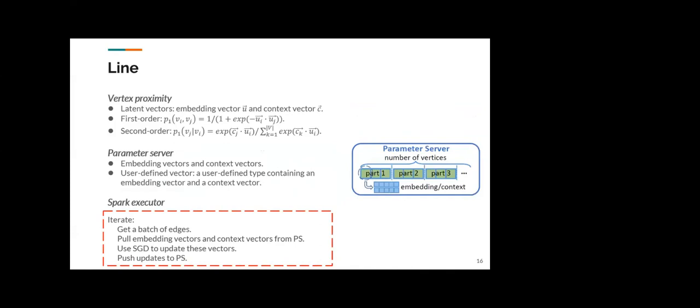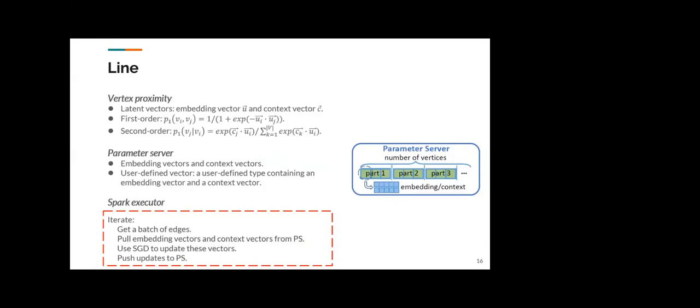LINE is a graph embedding algorithm that uses both first order proximity and second order proximity to measure the similarity of two vertices. Each vertex has two latent vectors, an embedding vector and a context vector when the vertex is a context of other vertices. These vectors can be extremely huge for large-scale graph. We store them on parent server. They're stored as a user-defined vector.